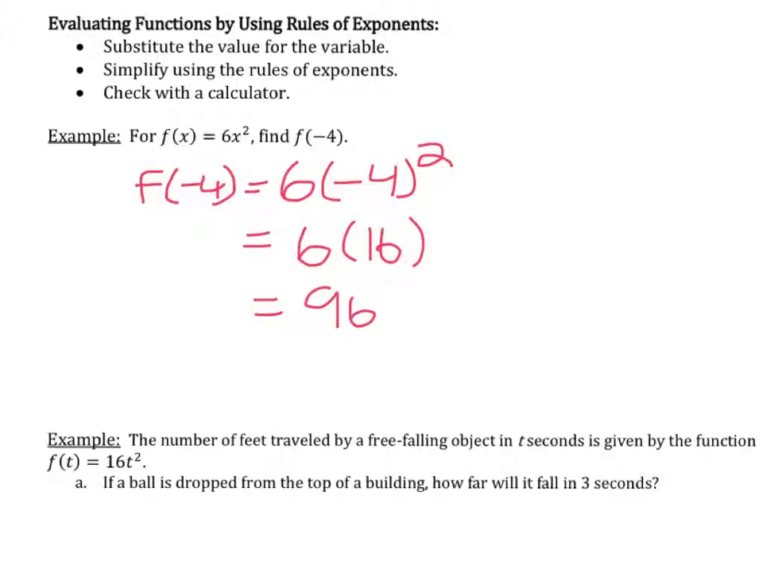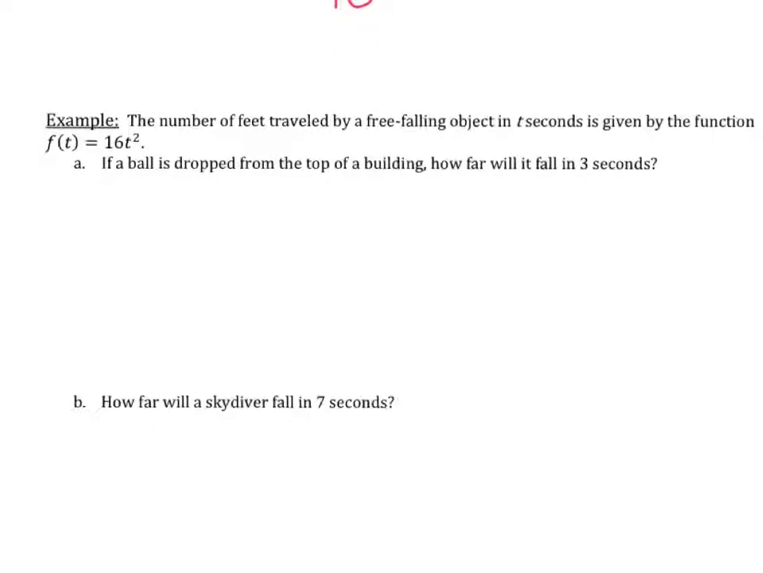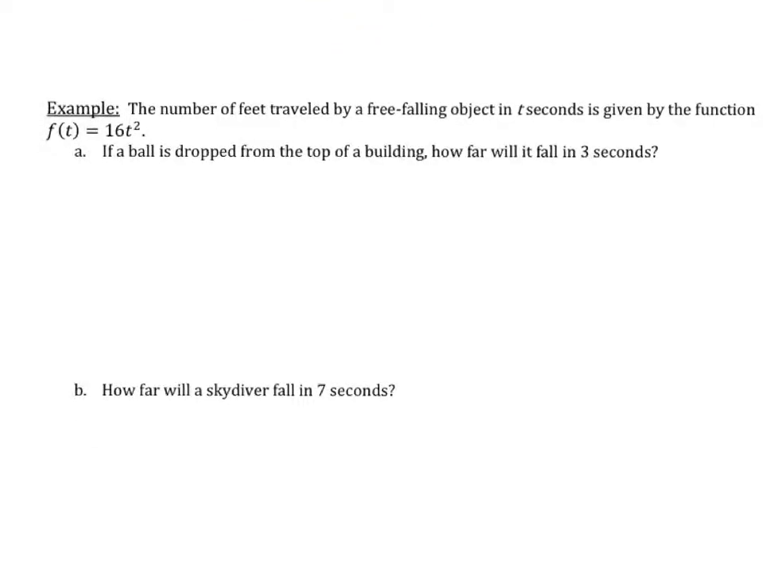Okay? And so this is just looking at a function and being able to evaluate it. Remember your order of operations, remember the rules of exponents, and you'll be okay with evaluating functions using the rules of exponents. We're going to look at one last example, and this is an application problem that involves evaluating functions. It says the number of feet traveled by a free-falling object in t seconds is given by the function f of t equals 16t squared.